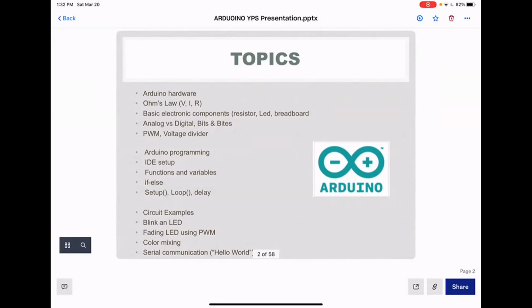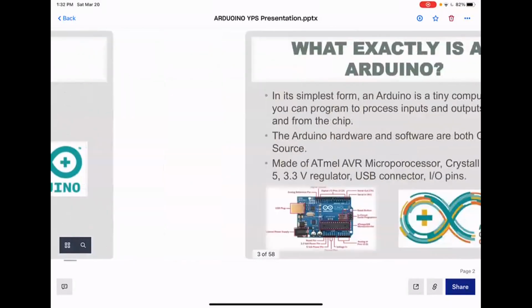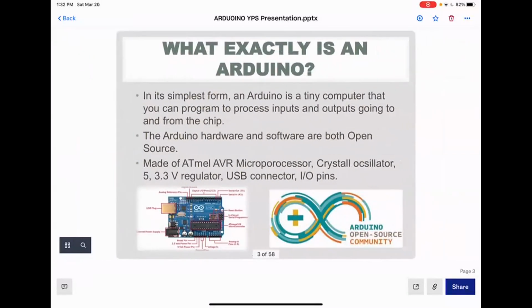So what exactly is an Arduino? Arduino is basically a tiny computer that we can program. What I like about it is that it's open source, both the hardware and the software. You can just Google Arduino and you're gonna find a lot of code, and the IDE, when you download it, is gonna come with a lot of examples. So you don't have to worry about writing the code. You can just play around with those.